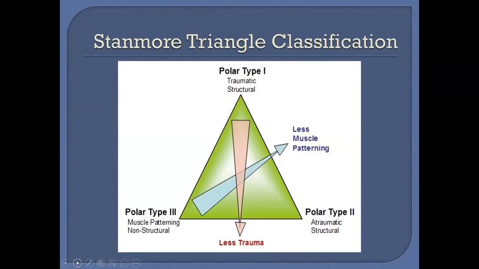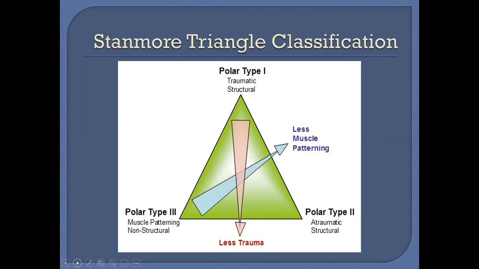What we use in clinical practice is something called the Stanmore Triangle classification, which was devised by the specialists at the Royal National Orthopaedic Hospital in Stanmore. This classifies shoulder instabilities nicely into three types. The polar type 1 is shoulders that have had a traumatic episode and have an underlying structural lesion. Type 2 is atraumatic or very micro-trauma, but they do have a structural problem inside. And then the polar type 3, which are the muscle patterning type shoulder dislocations, which when you look inside the shoulder have absolutely no structural damage.